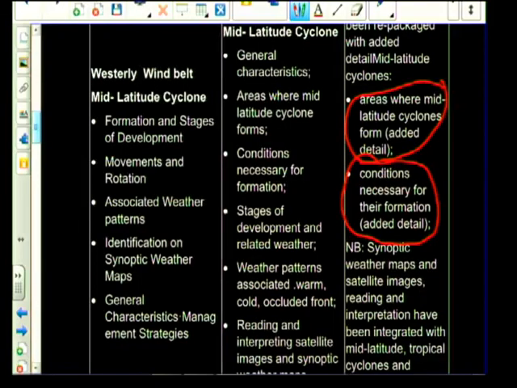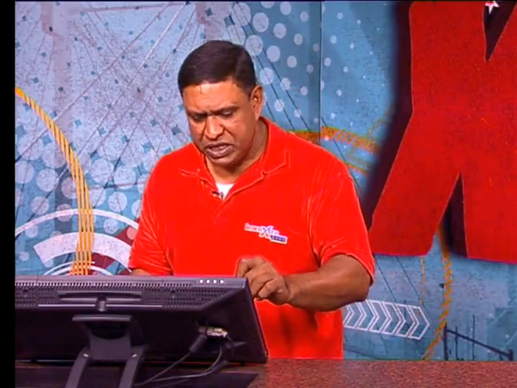We did not discuss the conditions necessary for the formation of mid-latitude cyclones, but now it's a must. Although I know teachers would have covered this before, now it's a must and can be tested on. The old curriculum did not mention this.